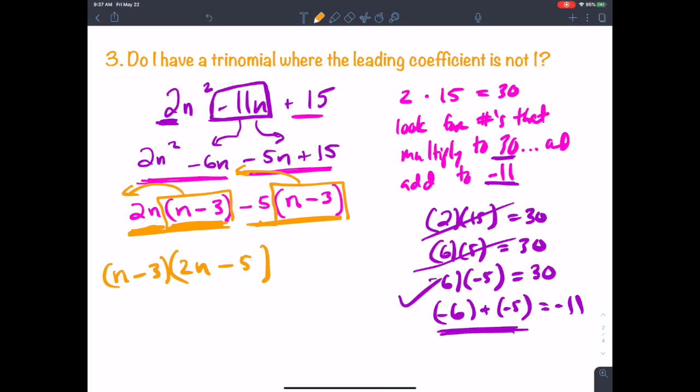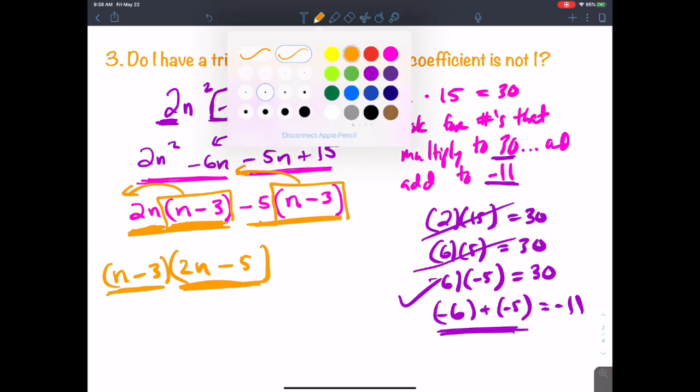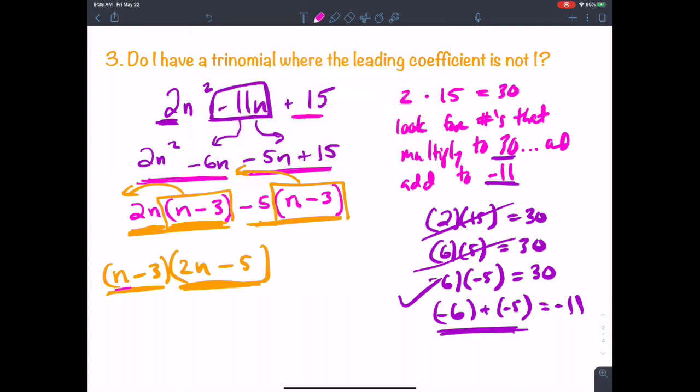Okay, so the factors that we end up with are n minus 3 is one factor and 2n minus 5. And so notice we didn't end up with just n and n. We ended up with n and a 2n, and that's because we started with this 2 here. But this is your solution.